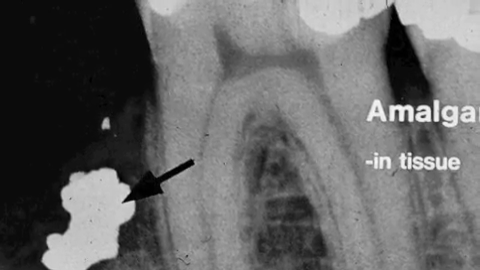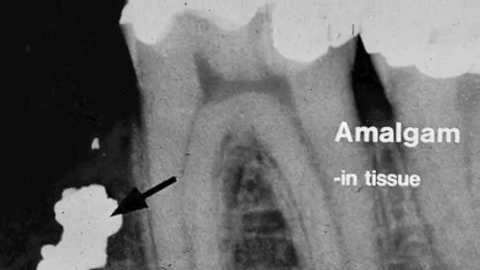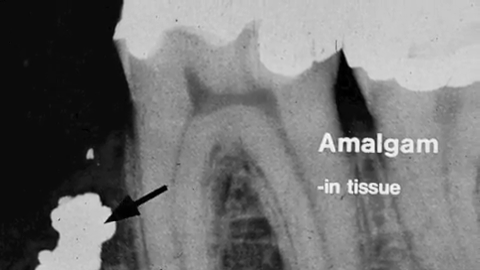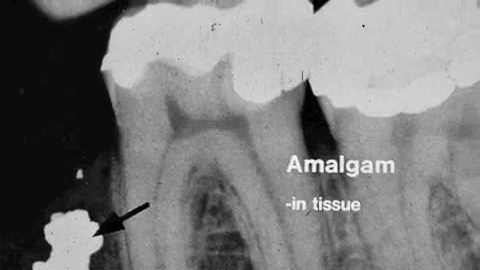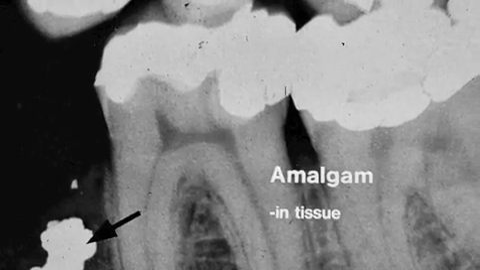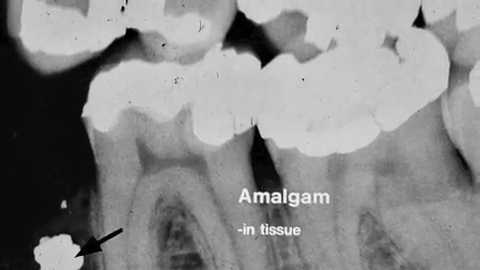Here the arrow points to amalgam in an extraction site. Perhaps the tooth had a lot of amalgam and some fractured when it was being extracted. Clinically, when we look in the mouth, this shows as amalgam tattoo, usually a bluish-gray appearance on the tissue.